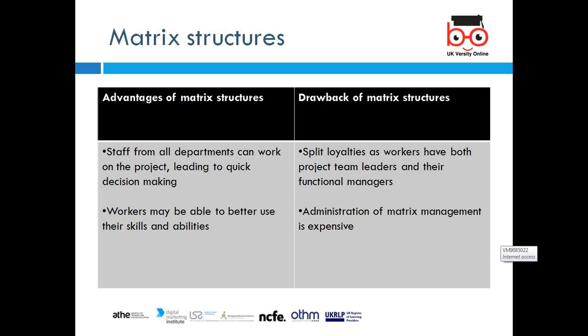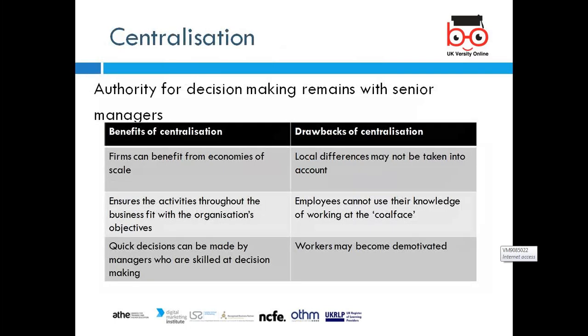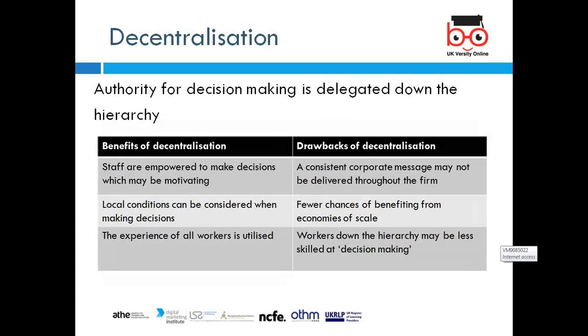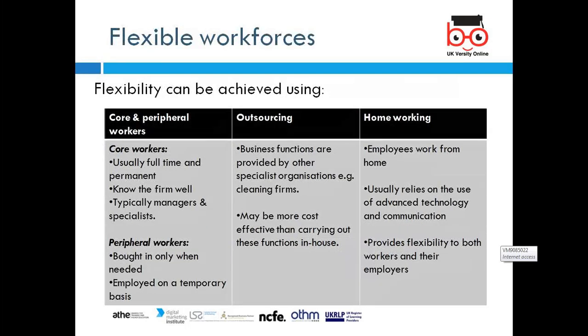In a matrix structure, the organization structure does not change, but projects carry on, starting and finishing, and each has advantages. Staff from all departments can work on the project, leading to quick decision making. But it can split the loyalty of the worker between both. If you're working on project A or B, in project A you may be at a different level of role. Loyalty conflicts could start; that's the drawback of this structure. Centralized: what are the benefits or disadvantages?